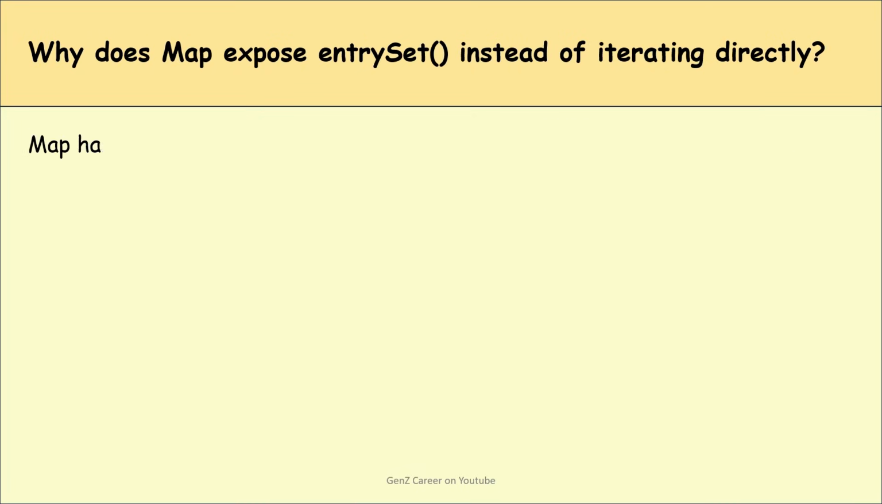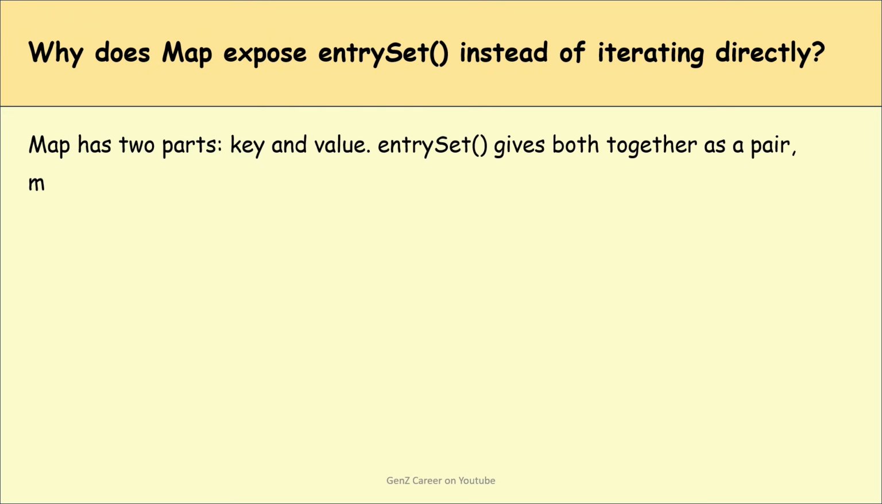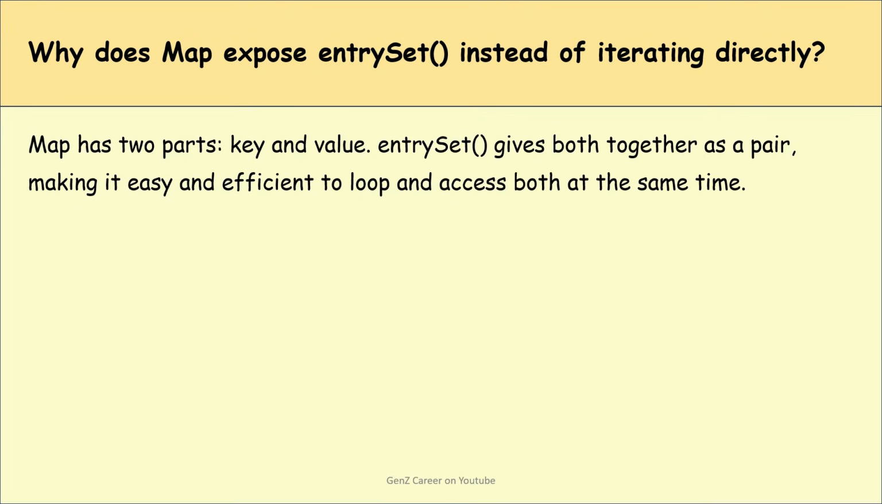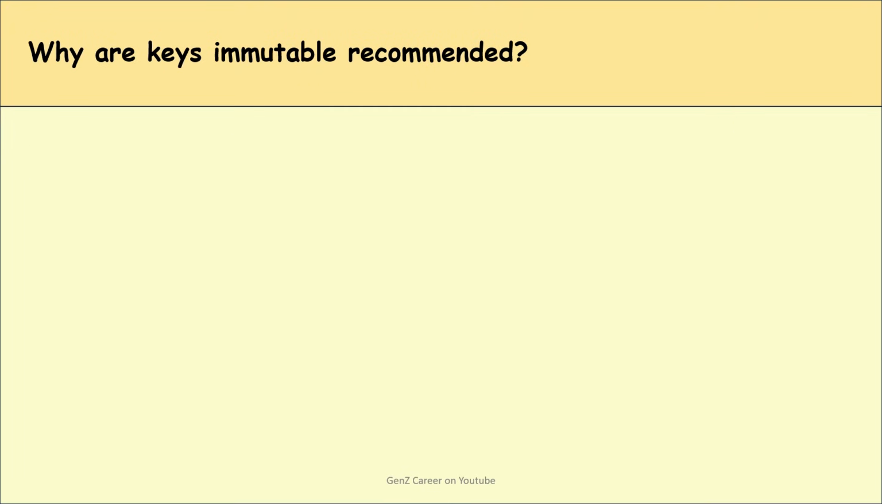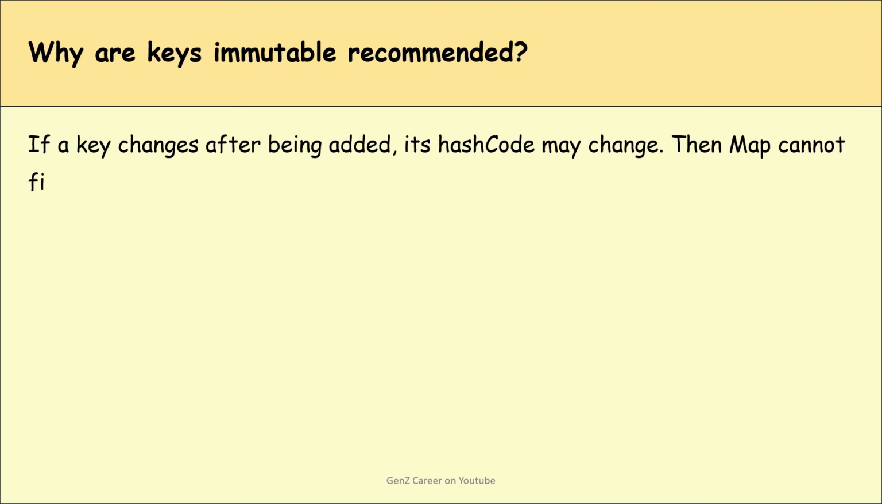Map has basically two parts, key and value. EntrySet gives both together as a pair, making it easy and efficient to loop and access both at the same time. Okay. Next question is, why are immutable keys recommended? If a key changes after being added, its hash code may change, then Map cannot find it again, and hence causes search and remove operations to fail.